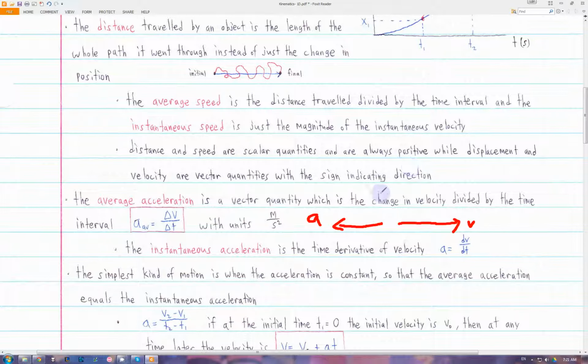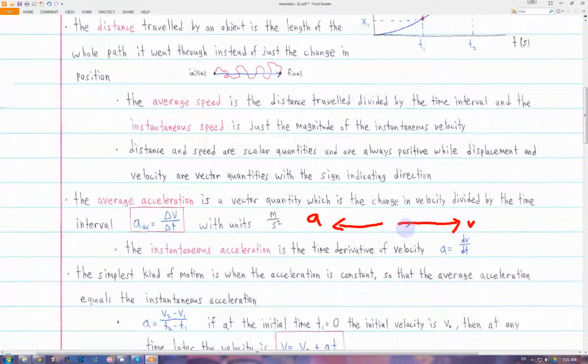So the acceleration does not always point in the same direction as the velocity. It's going to point in the direction of the change in velocity. So let's say we have these two vectors here, velocity and acceleration. Now this tells us that the object is moving to the right because the velocity is pointing to the right. However, the acceleration is pointing to the left. So that means the velocity is getting smaller and smaller. So the speed of the object is decreasing. So the velocity is getting closer and closer to 0.